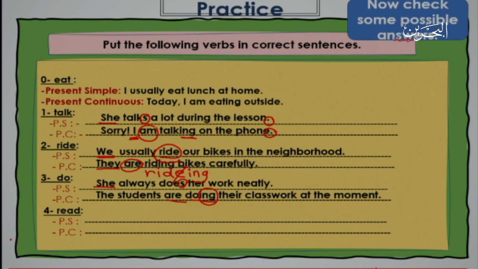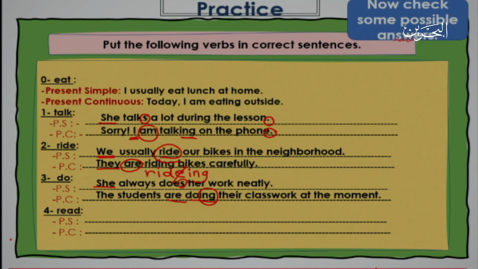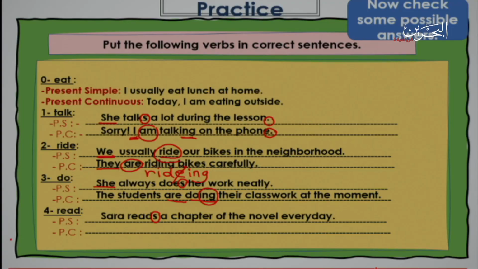The last one, we have got the verb read. The present simple: Sarah reads, notice that there is an S, a chapter of the novel every day. Present continuous: the students are reading silently. We have added the verb to be, are, and then we added ing to the verb read. It turns to be are reading silently.